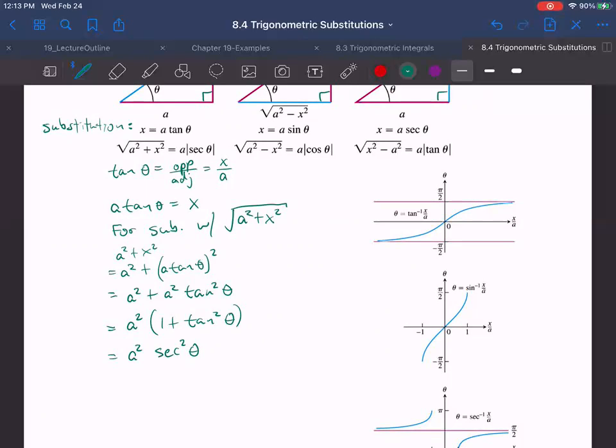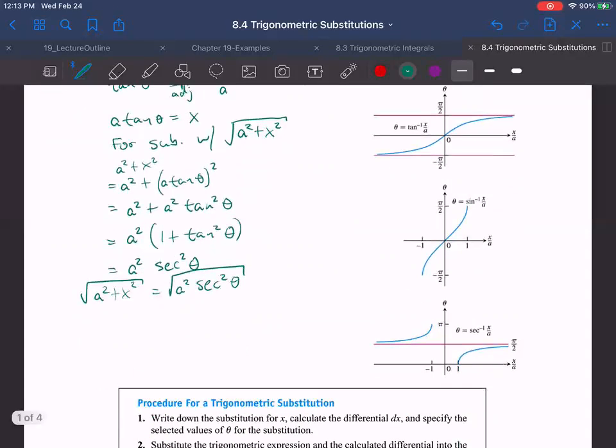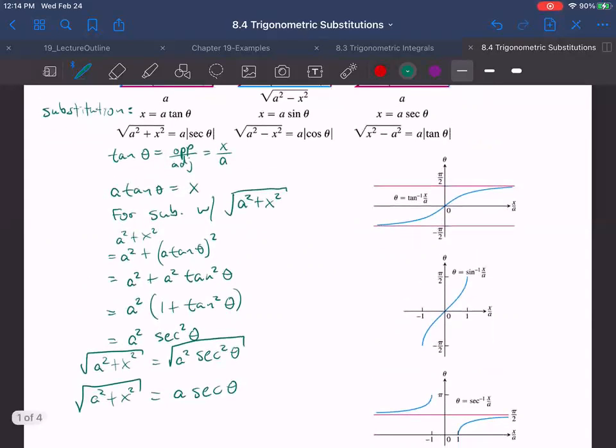And now if we take the square root of both sides, we have a squared plus x squared equals a squared secant squared theta, right? And so we can take the square root of both sides. That gives us our a squared plus x squared square rooted, right? And then we just get a secant theta. Okay, and that's what we had up here.